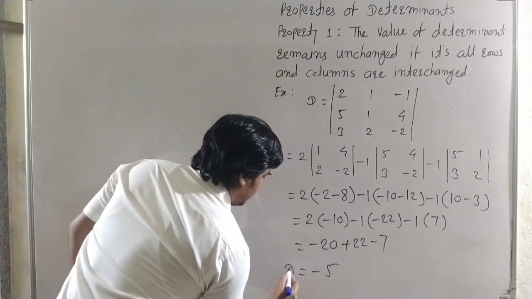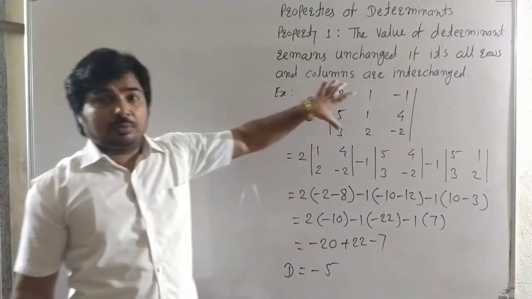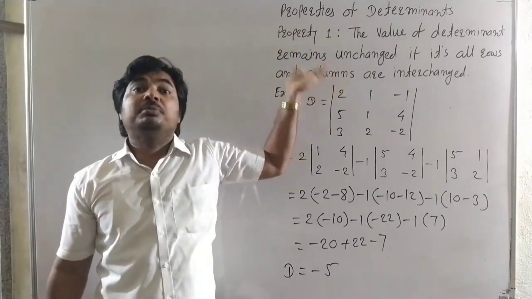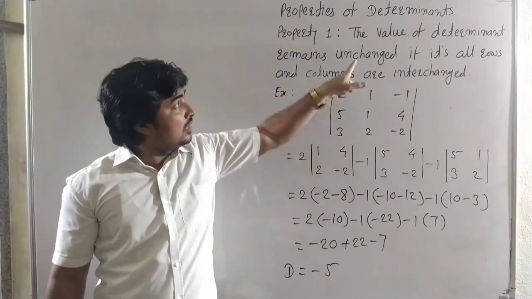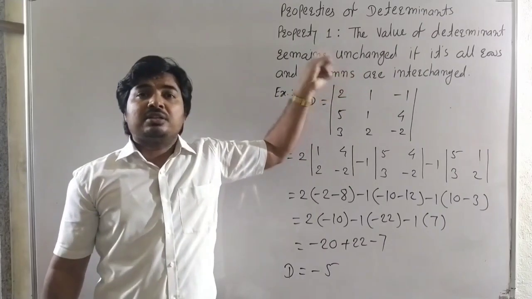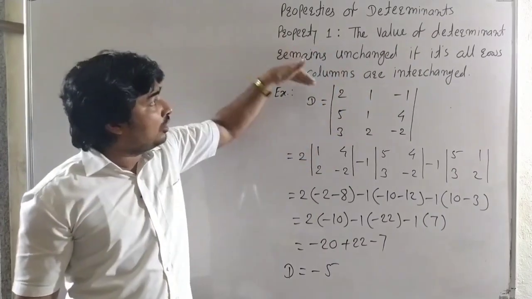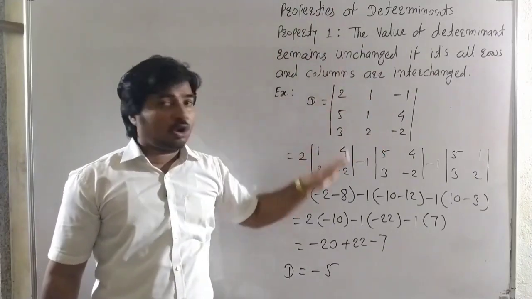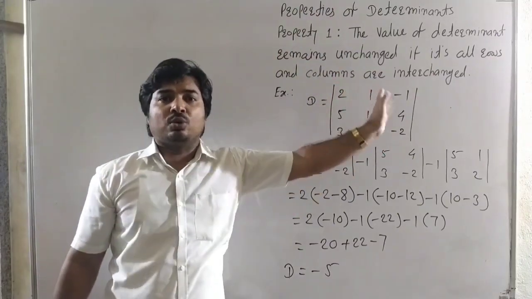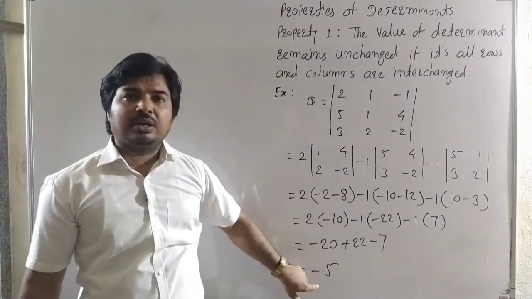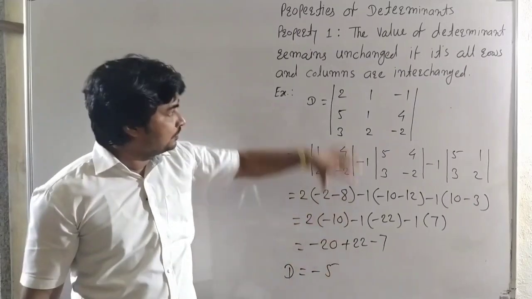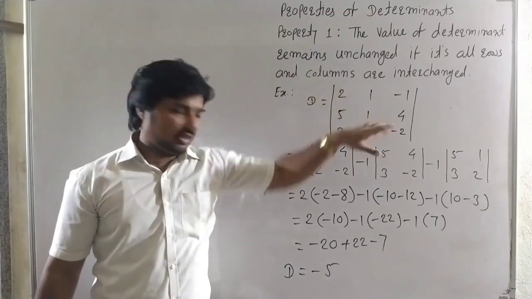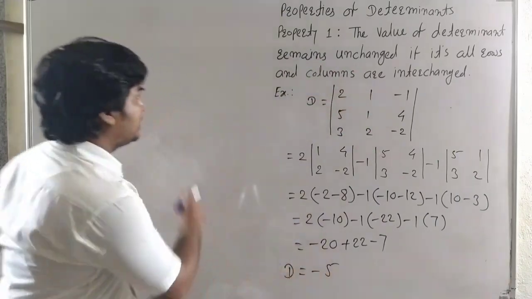Here it is the original determinant, and the property says that the value of the determinant remains unchanged if rows and columns are interchanged. That means rows turn into columns and columns turn into rows, then the value of this determinant remains unchanged. That means after interchanging rows and columns, the value of the determinant is -5. Okay, here we can check this.